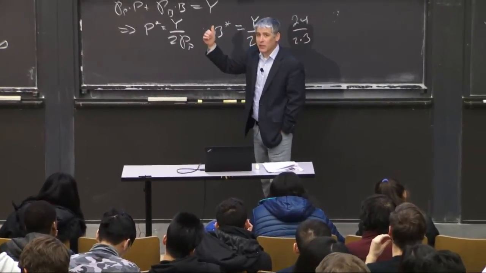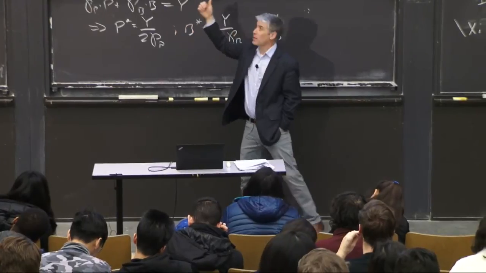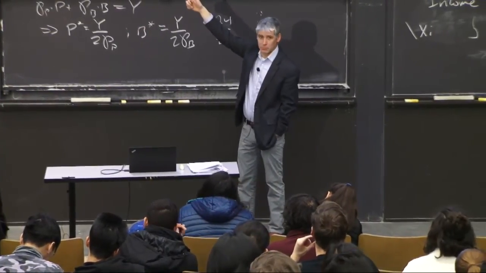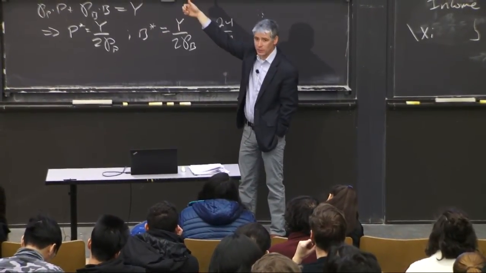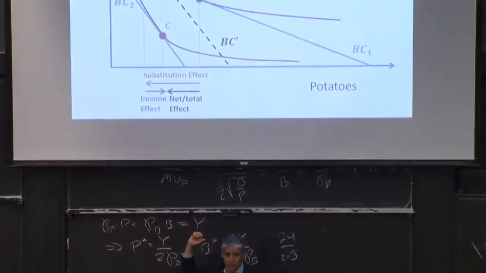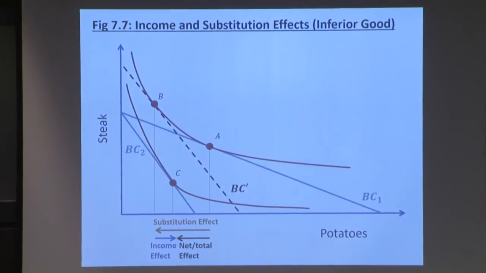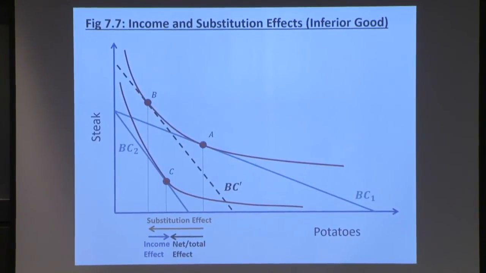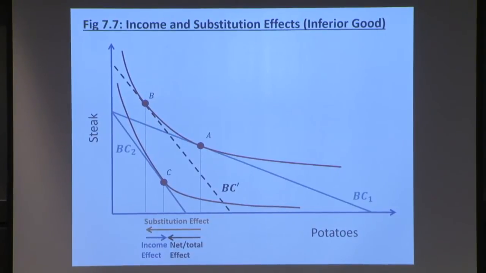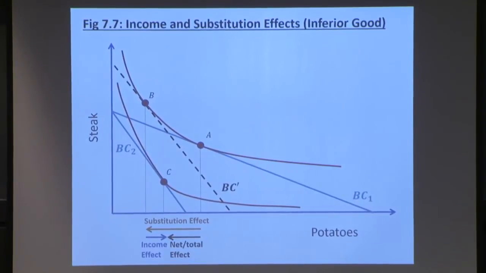Notice that in this particular case for potatoes, the demand curve is still downward sloping. Right? The price of potatoes went up, moving from BC1 to BC2, and the net effect is that my quantity of potatoes went down. That's how it should be, right? That's how demand curves are supposed to look. But notice here that when a good is inferior, it's not obvious that when the price of a good goes up, the quantity of that good will go down.